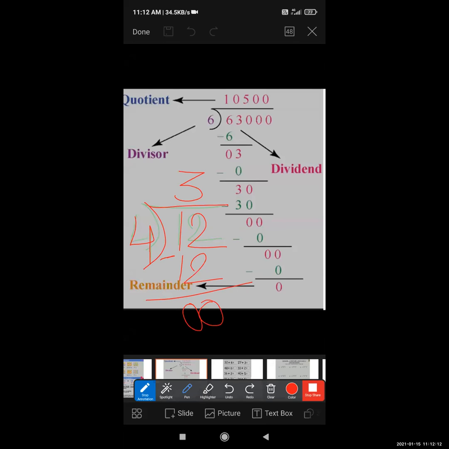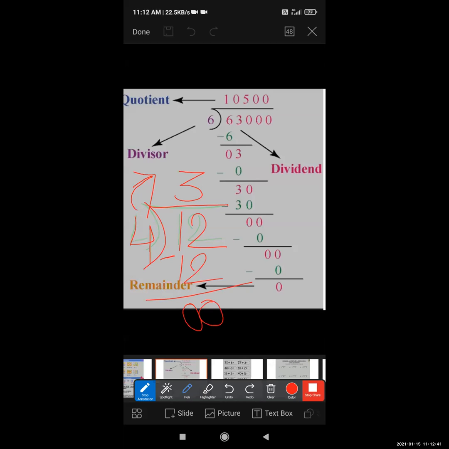But divisor and your answer, that means you want to do the multiplication, you want to check whether your answer is correct or incorrect, right or wrong. So how will you check it? Do the multiplication. 4 into 3. That is 12.